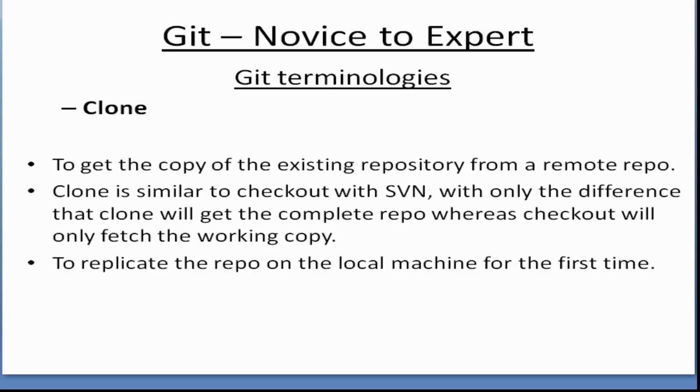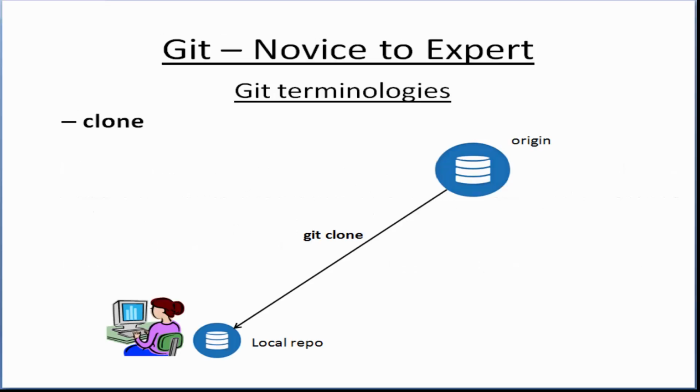If you have worked with SVN, clone is similar to checkout with SVN, with only the difference being that clone will get the complete repo, whereas checkout will only fetch the working copy. This diagram shows running the git clone command to replicate the remote repo on the local machine.